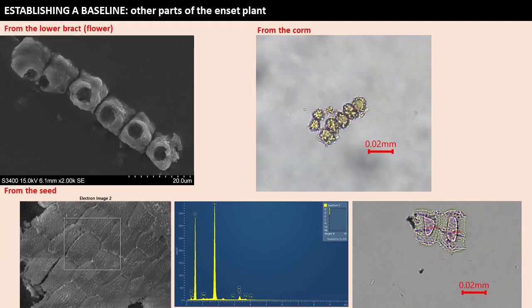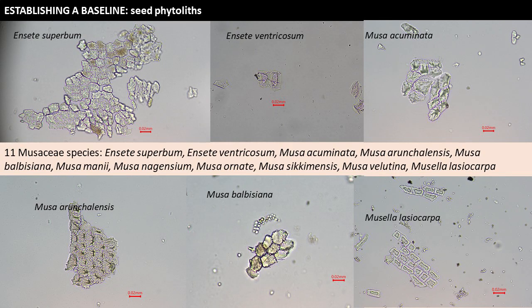Finally, I've taken the liberty of getting more samples from enset plants, which include the bracts, the corm, and of course the seeds of enset. However, I don't know if I'll be able to conduct more work on this because time is limited, but we do have a large collection now of seed phytoliths from the Musaceae family, and I think I could try and differentiate from each of the species to try and see which ones are enset and which ones aren't.